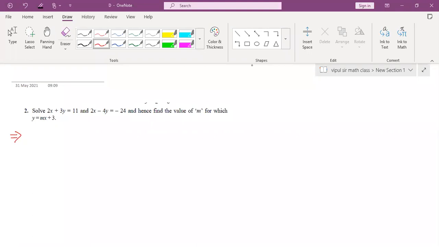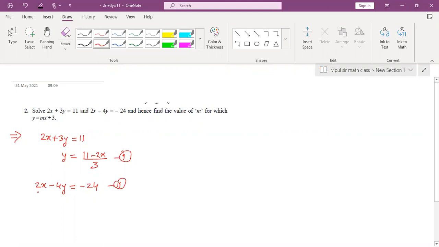So first let us solve this. First equation is 2x plus 3y is equal to 11. From here we can find the value of y or the value of x. So you can write y is equal to 11 minus 2x upon 3. This is equation number 1. And the second equation is 2x minus 4y is equal to minus 24. This is equation number 2.